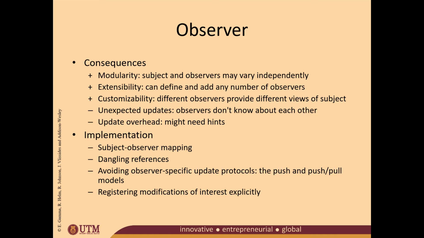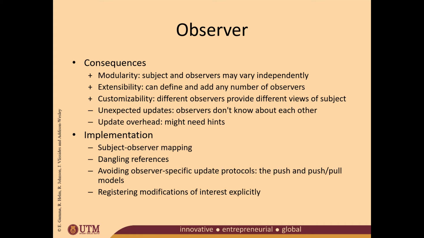But the bad consequence of the Observer: because it automatically updates all the dependent classes, there are sometimes unexpected updates. Observers do not know about each other. The subject also does not need to know which class will be the observer of that subject. And then, update overhead might need hints.